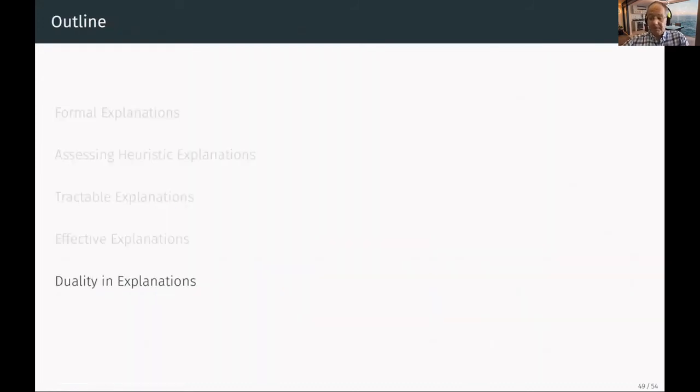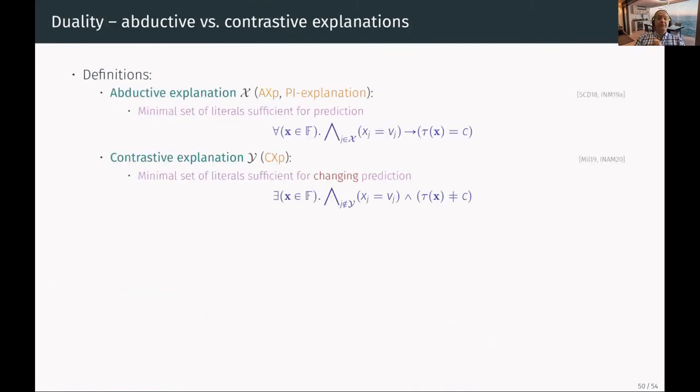Okay, so just the final topic is duality in explanations. The type of explanations I covered during most of the talk were called abductive explanations, AXPs or PI explanations. So we want a minimal set of literals that is sufficient for the prediction, and this is yet another way to formalize the problem. So for any point in feature space, if all the features in the explanation are fixed and keep their values, then the prediction remains the same.